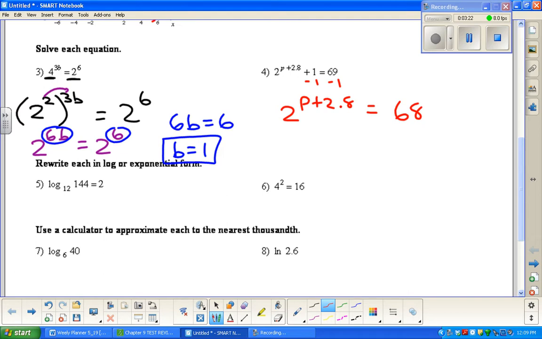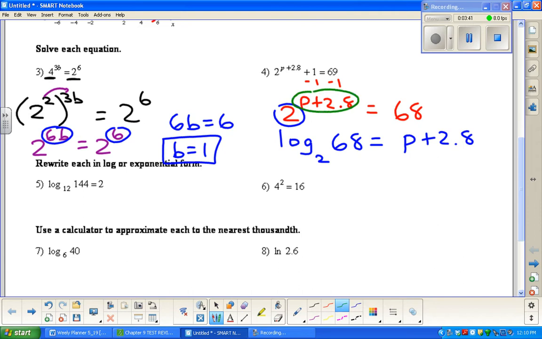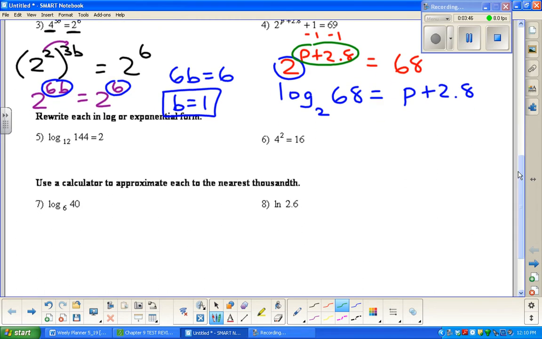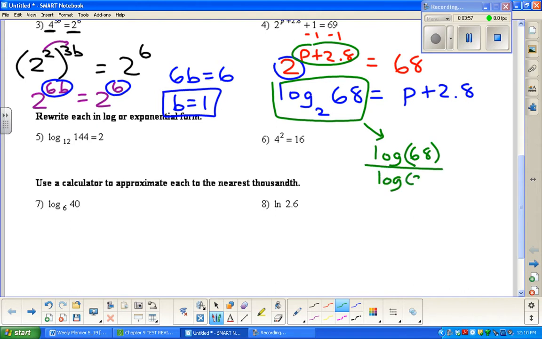So when that happens, we're going to switch to log form. And kind of use our calculators here. So we know it's log, remember here's our base, so log base 2 of 68 is going to equal p plus 2.8. Okay, remember logarithm always equals an exponent. This was our exponent, so that's what the log equals. And now to figure out this left side of the equation, we can do this on a calculator. If you remember that change of base formula, it's log of 68 in parentheses divided by the log of 2. And that's going to still equal this p plus 2.8.